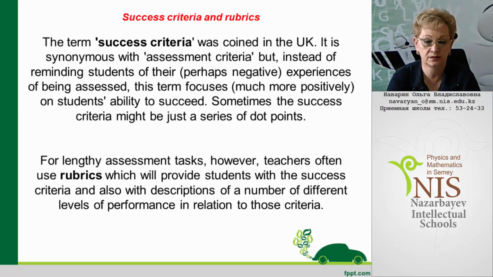Sometimes the success criteria might be just a series of dot points. For lengthy assessment tasks, for giving explicit feedback, teachers often use rubrics, which will provide students with the success criteria and also with the description of a number of different levels of performance in relation to these success criteria. The difference between success criteria and rubrics is also very important, and a lot of teachers as well as students mix them or misuse them.